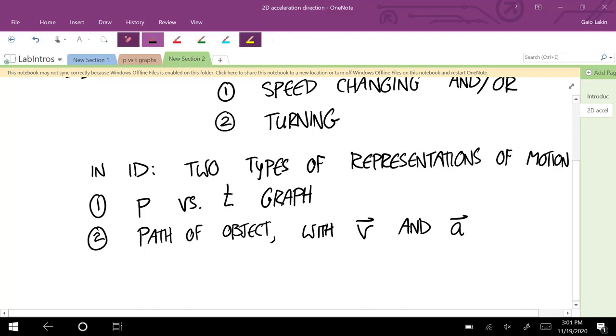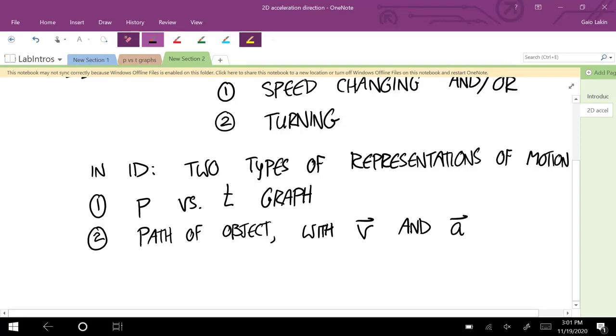When we go to two dimensions, the only thing we're going to have are these paths of the object with velocity and acceleration vectors drawn on. We're never going to have position versus time graphs anymore. But the path of an object in 2D can look like a position versus time graph in 1D.